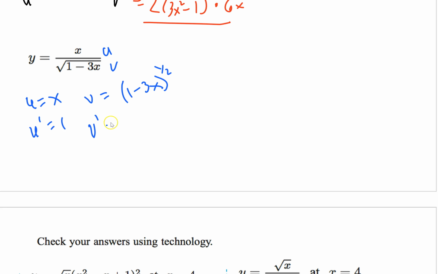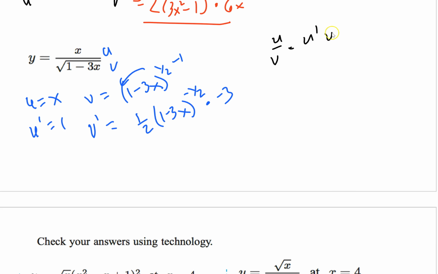And then v prime, that's a chain rule. Bring the 1/2 down, subtract 1 off. Times the derivative of the inside, which in this case would just be negative 3, right? The derivative of this is just negative 3. So that's my u, my v. I forgot to write the quotient rule. It's in your formula sheet. U over v is derivative of the top times the bottom minus, flip it, derivative of the bottom times the top, all over the bottom squared.